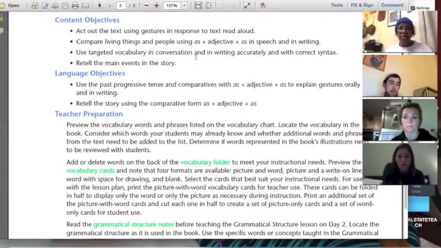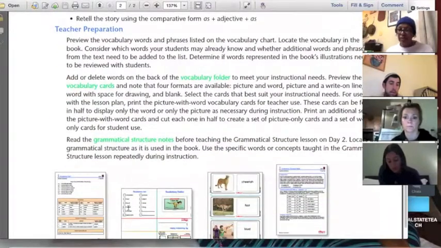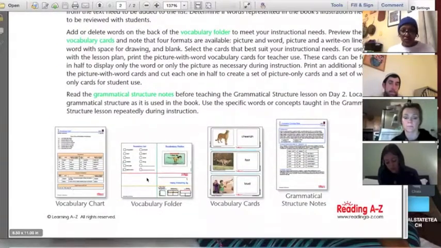This is the content objective, lesson objective. You can use any assessment you want. They give you assessments, but you can use what you want. Now it tells you how to prepare for this lesson, and it gives you the things you need: vocabulary cards, grammatical structure notes, vocabulary folder, vocabulary chart.